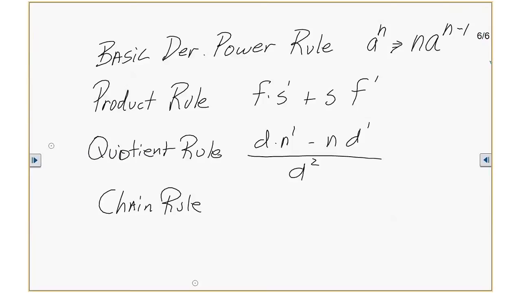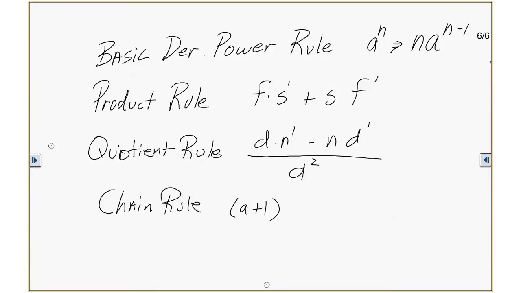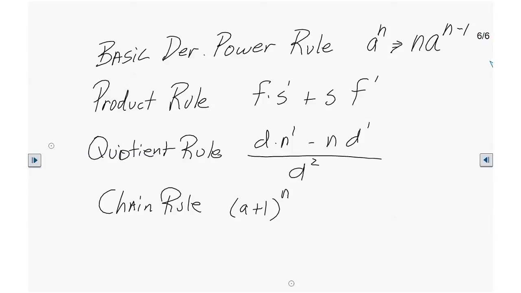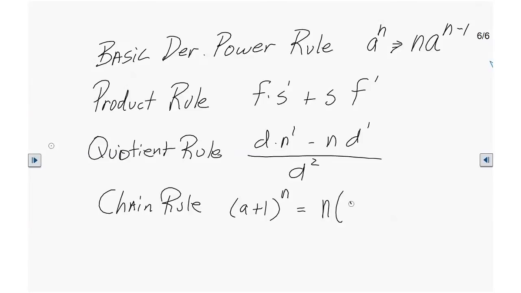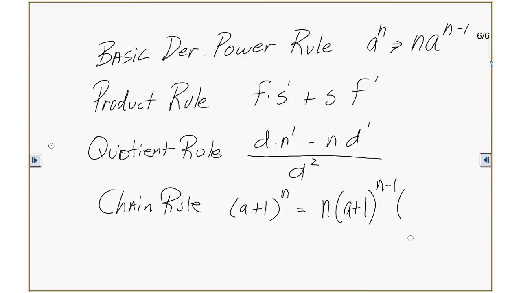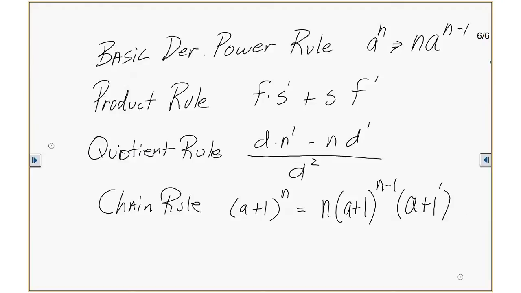Which basically says anything in parentheses, a plus 1 raised to an n power, is equal to n times whatever you have to begin with to the n minus 1, but you also have to take the derivative of what? What I tell my students, what's inside?